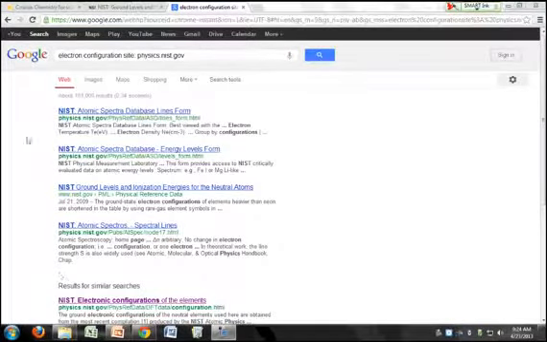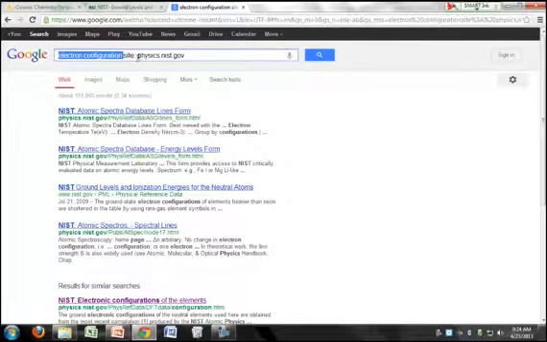If you did a search for electron configuration on the internet, an authoritative site where you can find it is physics.nist.gov. So what you do if you did a search on Google, you say electron configuration, and then you write the word site and a colon. That way you limit your search to the site that you specify.